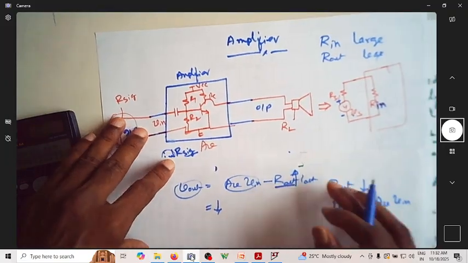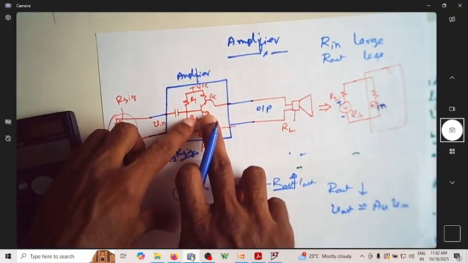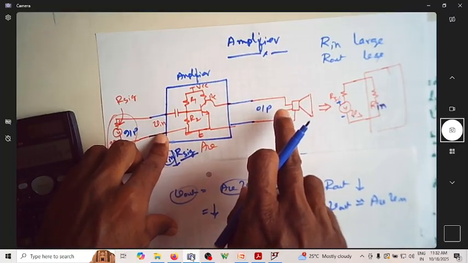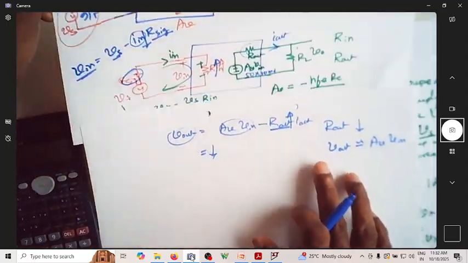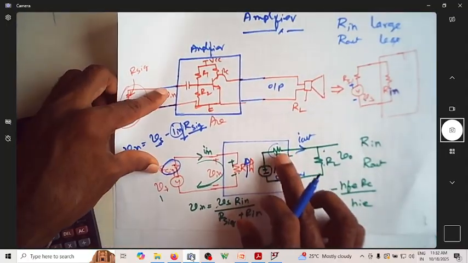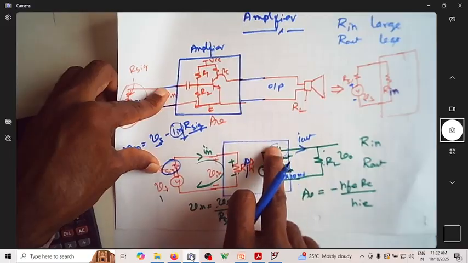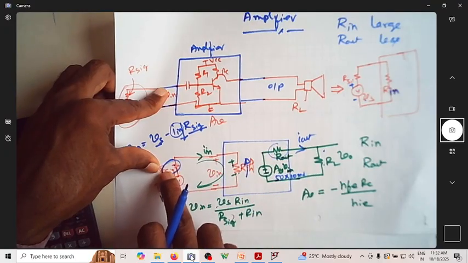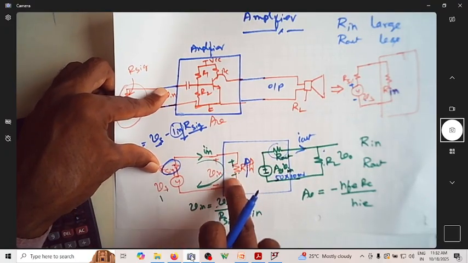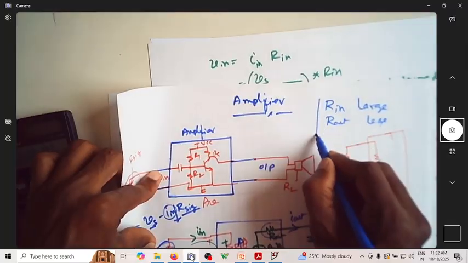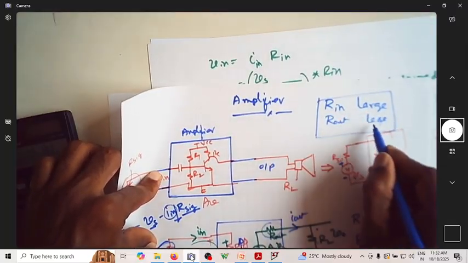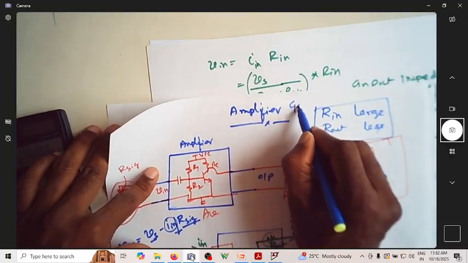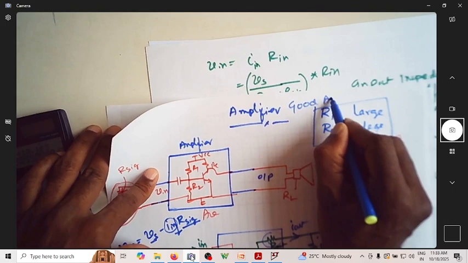It should be less. If it is less, the entire gain times the input voltage will reach the load. Otherwise, you will have some loss happening over here. So if this loss has to be less, then Rout should be as small as possible. If this has to get the complete voltage, then Rin should be as large as possible. So that's why Rin should be large and Rout should be less for a good amplifier. This is for a good amplifier.